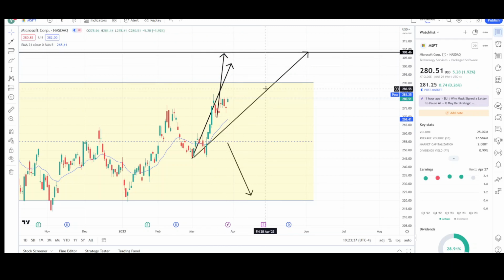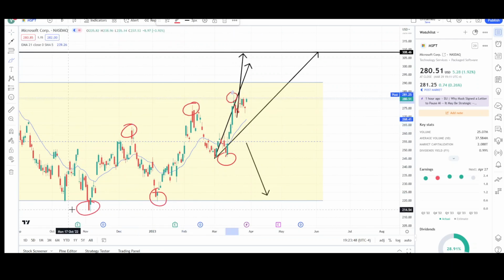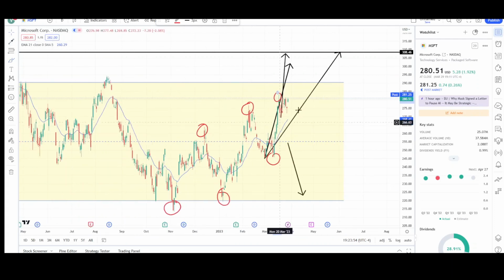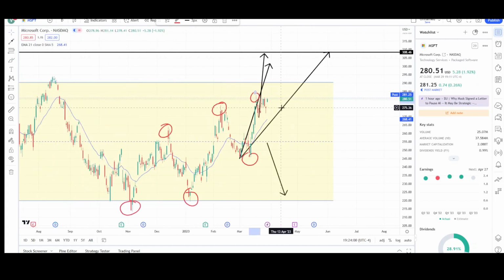So either way, it looks like bulls are in control of the market. You're continuously seeing higher highs, higher lows. This was a low, this is a higher low, this is a higher low, this was a high, this is a higher high, this is a higher high. So we're kind of in this upward channel formation. So it's looking pretty good. It looks like they're channeling towards the top of this range, which is right around the 290 level. Prices are still above the EMA, so this looks pretty good for Microsoft.